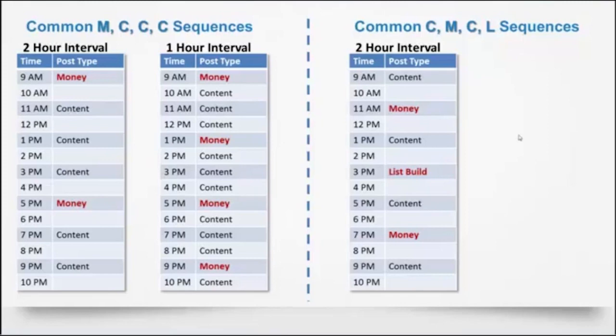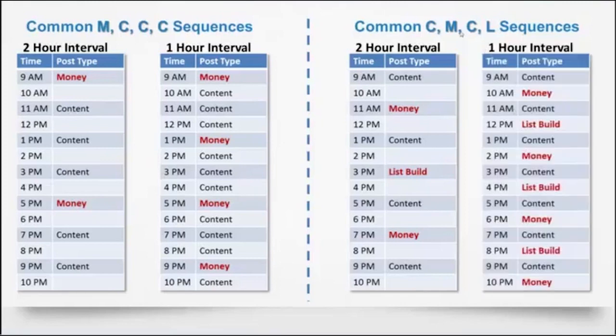Now let's look over here at the other one. A 1 hour interval on the CMCL. Now look at that, look at all the red there. So every other post, guys, every other post is sending traffic somewhere we want it to, either a money post or a list building post. Which one do you think is going to make me more money, build me a better list, and make me a better business overall in the long run? Out of all 4 of these, which one is going to be the best for my business?